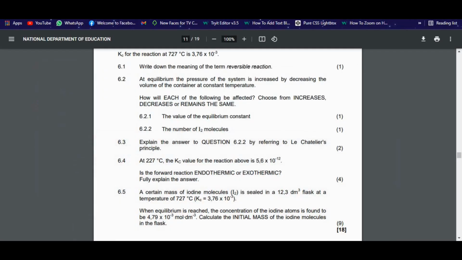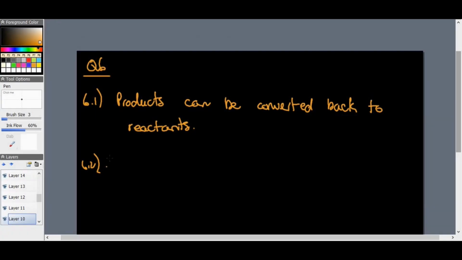6.2. At equilibrium, the pressure of the system is increased by decreasing the volume of the container at constant temperature. How will each of the following be affected? Choose from increases, decreases, or remains the same. For 6.2.1, the value of the equilibrium constant. If the pressure of the system is increased by decreasing the volume, what will happen to the value of the equilibrium constant? Well, for 6.2.1, should be no change.